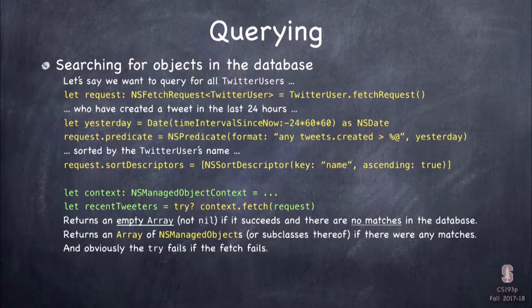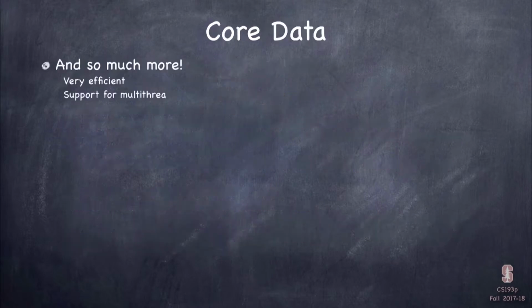If there was an error, like maybe my predicate had a syntax error, I said like any tweets dot created by, then this is going to throw. Okay, and I'll have to catch it and figure that out. But otherwise, it returns an array of the objects. So it's really easy to query the database too. And it's using SQL to do that search, so it's super efficient. And even large values coming back, it's efficient about that as well. I can't really talk about how it does that, but it's also very efficient, even if huge things are returned.